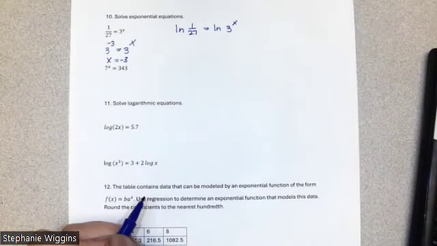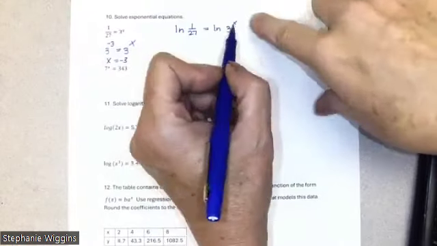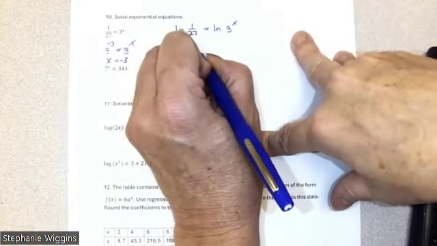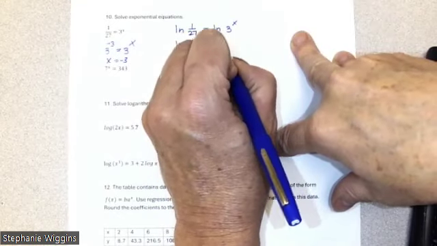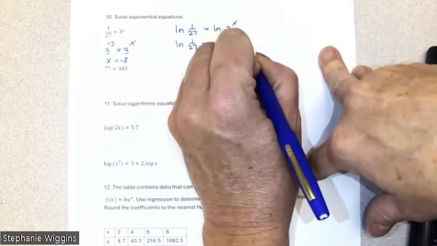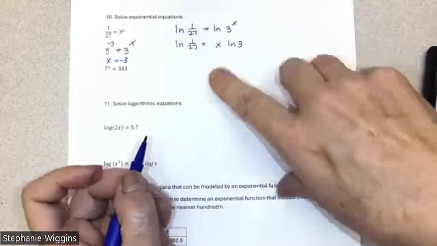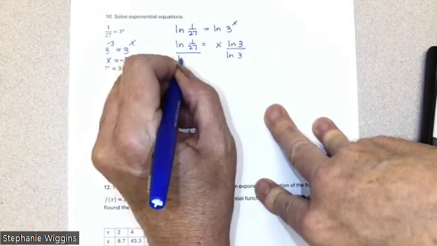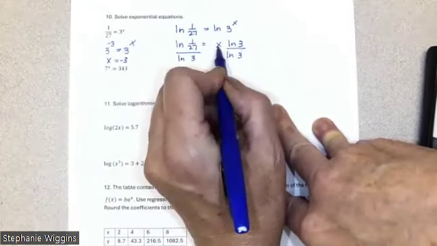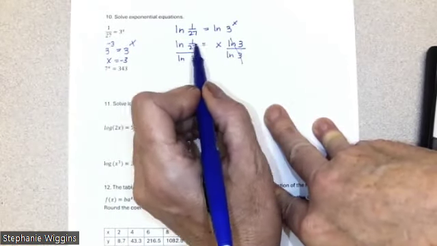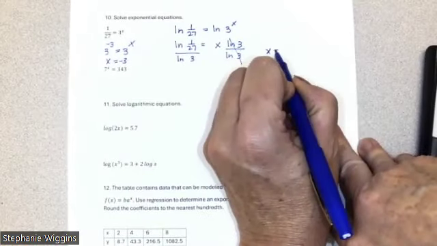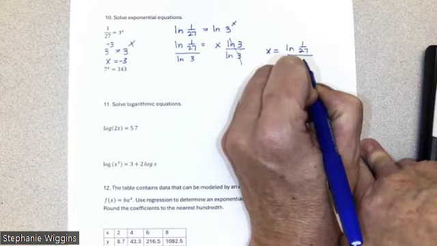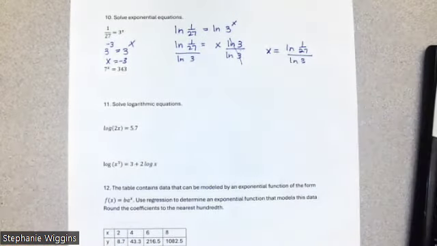And then you can use the property that your exponent can become out front. So this becomes natural log of 1 over 27 is equal to x times the natural log of 3. And then you want to isolate x, so you can divide both sides by the natural log of 3. And so you get x is equal to the natural log of 1 over 27 divided by the natural log of 3.